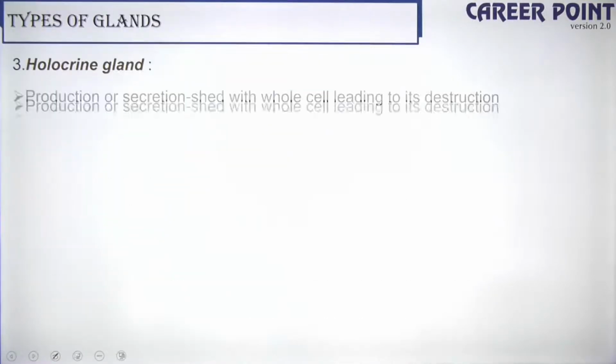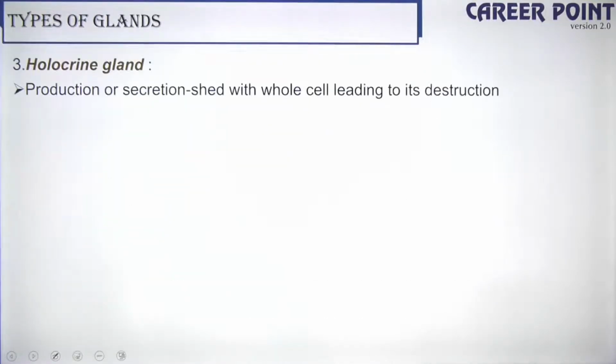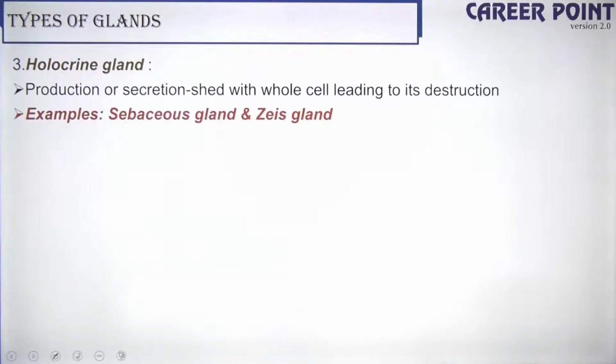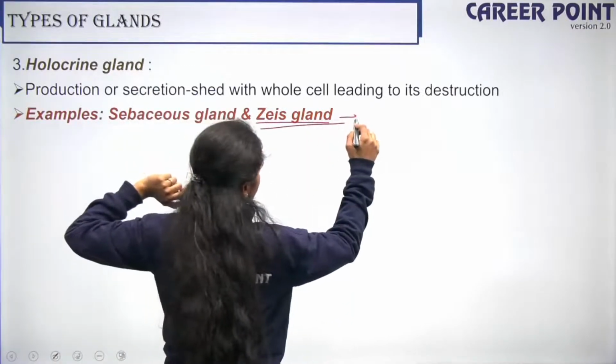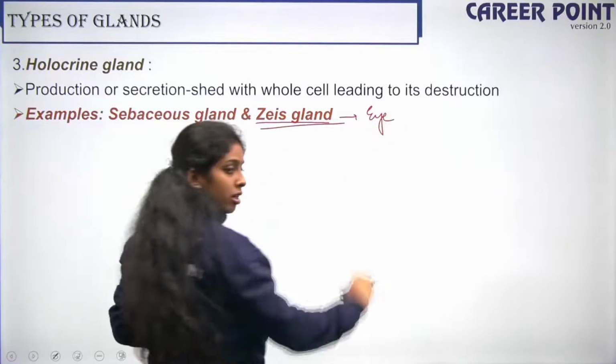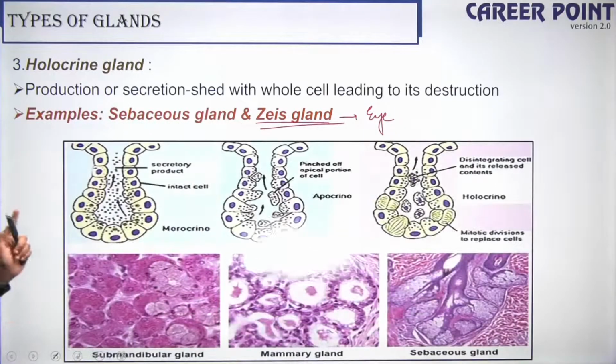The third type is your holocrine, where holo is whole. Production of secretion happens with the whole cell being damaged. Examples are your sebaceous gland and your Zeiss gland. The Zeiss gland is present in your eye. So these are the three glands.